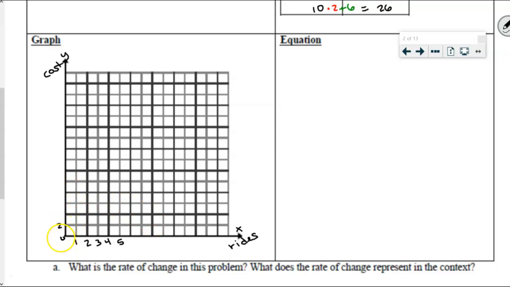I, personally, am going to count by 2s. So 2, 4, 6, 8, 10. Remember, it's okay to be a little bit lazy and skip some lines. You do not have to put a label on every single one of those marker lines, but I need to at least see that we have acknowledged what we're counting by. And now it's time to put on some points.